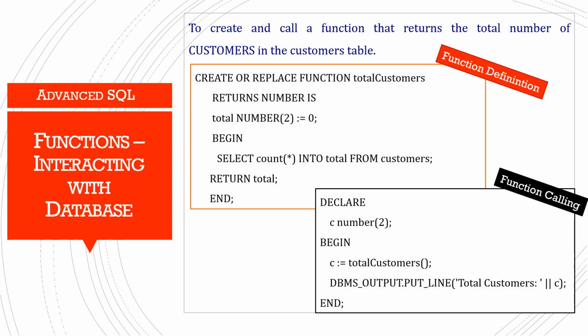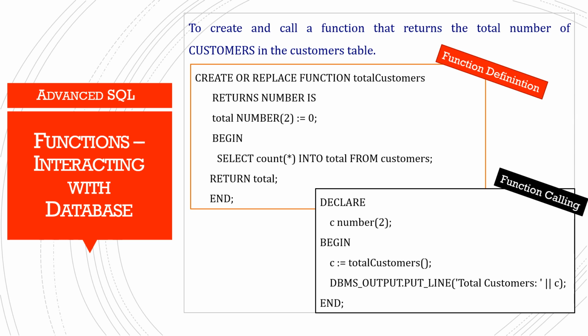Create or replace function. The function name is total_customers. We are not passing any parameter. No parameter is required. Then the return type is number, is, then the variable total number is equal to 0. Moving to the executable section, begin, then the select statement: select count star into total from customers. So we are performing this aggregate function count star on the customers table, and the value will be stored in the variable total, and we are returning that variable, return total.